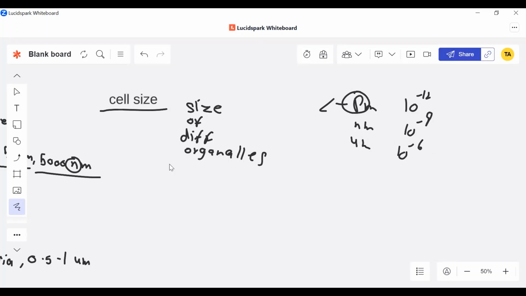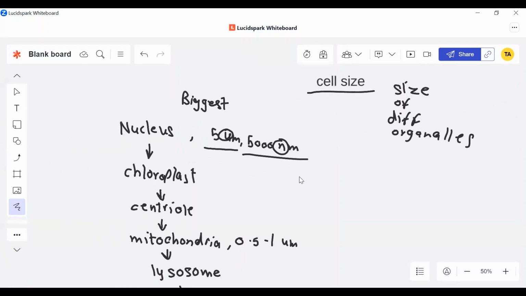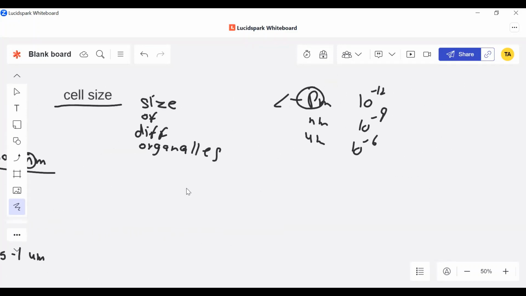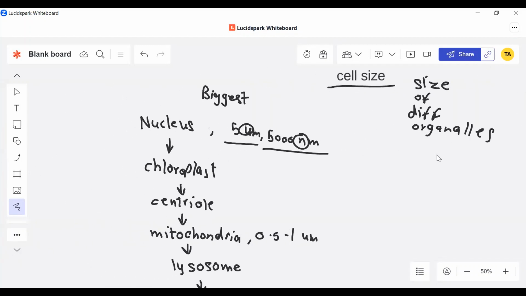So pico is the smallest unit. If nucleus was pico, then nucleus would be the smallest, but it's not the smallest, it's the biggest one. So I have the picometer, which is the smallest. It's 10 raised to power negative 12. Nanometer is bigger, 10 raised to power negative 9. Micrometer is 10 raised to power negative 6, right? So these three are the main units that you need to know. Now, coming back, nucleus is the biggest organelle there is, and it's 5 micrometer or 5,000 nanometer.